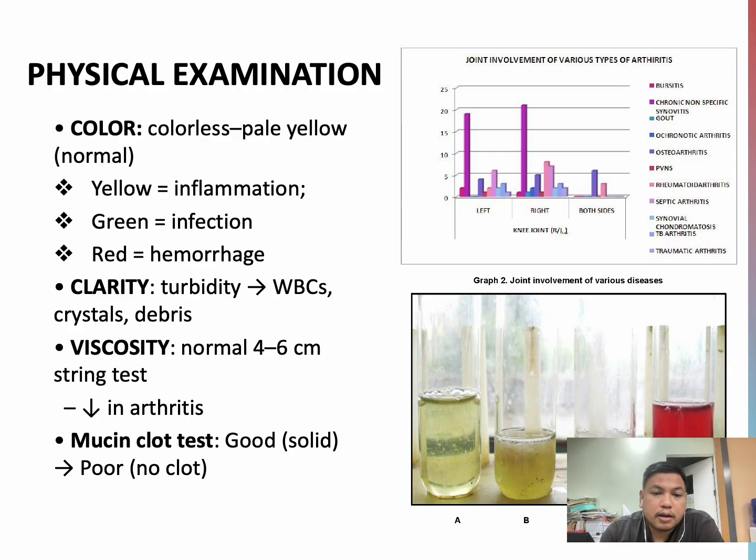For viscosity, the normal viscosity of our synovial fluid is 4 to 6 centimeters on the string test. This would be lower in cases of arthritis. It means that the less viscous our synovial fluid is, the more it may indicate arthritis.